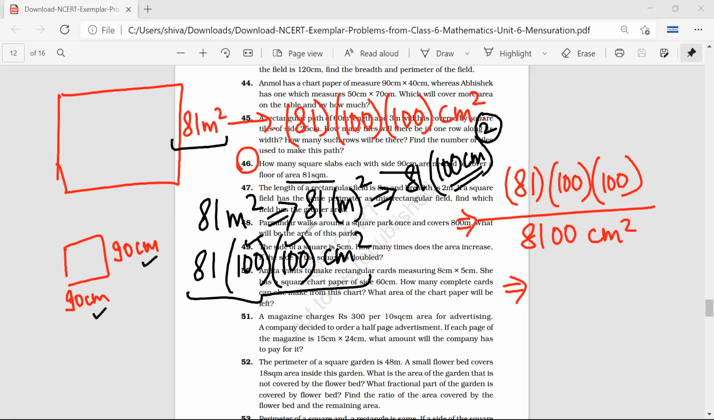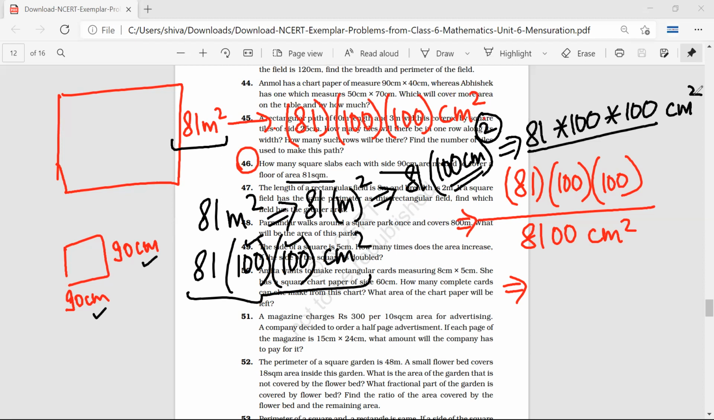So then it should be 81 into 100 into 100 centimeters, right? Yeah, you added the square. You can write this as 81 into 100 into 100. It is one and the same thing. Is there a doubt? Yes, sir, but you wrote 81 into 100 centimeters square. Yeah. So what should I write?